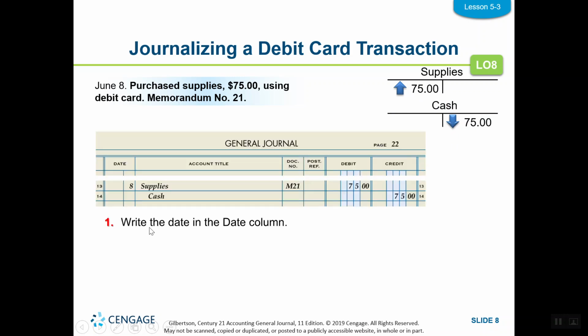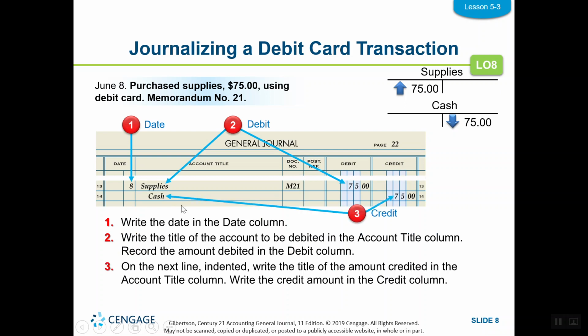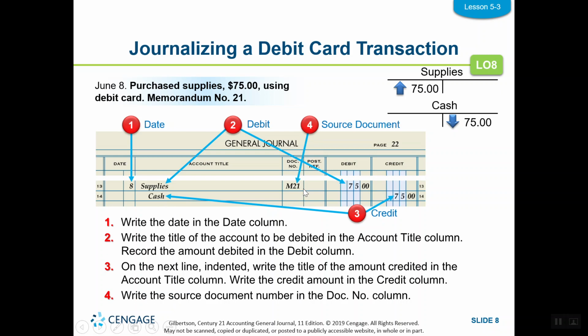And then we just journalize like we normally do. So we write the date in the date column. We write the debit account title and the debit amount on the first line. On the second line we indent, and we write the credit account, in this case cash, and the credit amount. And then the last thing we do is write the source document M21 in the document number column.